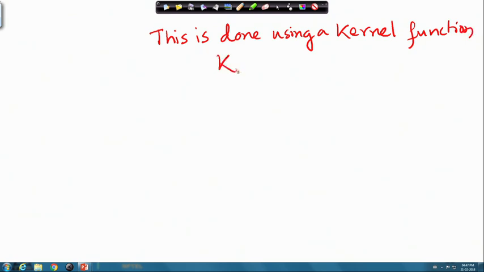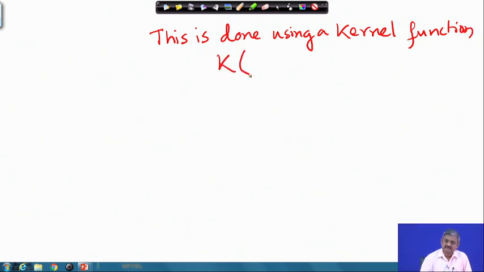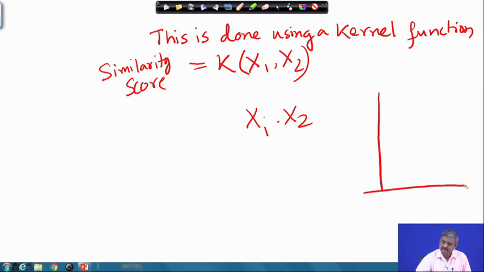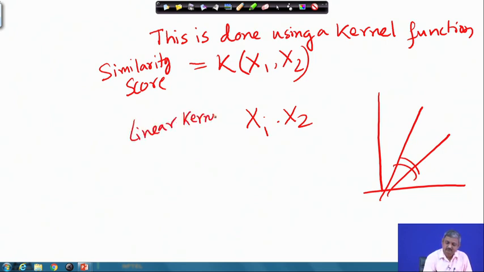This is done using a kernel function. What the kernel function does is that it takes two vectors x1 and x2 and returns a similarity score between them. So, the dot product is an example, it takes two vectors and returns the cosine of the angle between them. Okay. That is called the linear kernel.